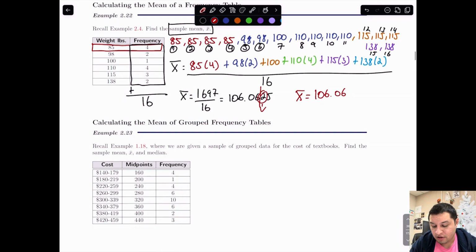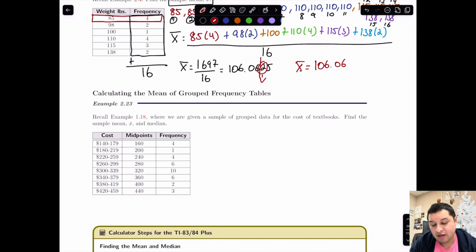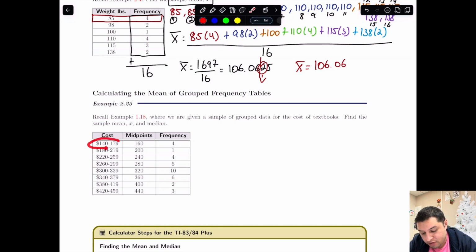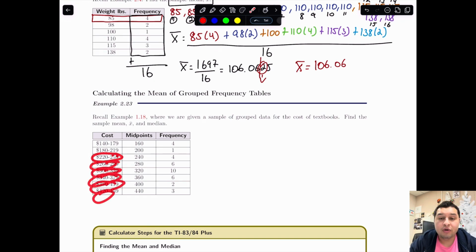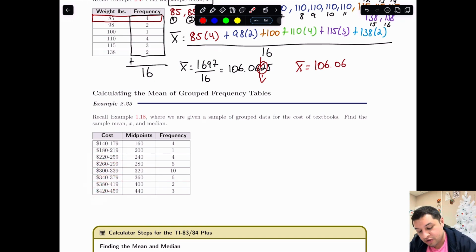All right, let's talk about calculating the mean of a grouped frequency table using our calculator this time. You'll notice here that we have this thing called groups. If you remember this example back in chapter 1, we have these groups that go from 140 to 179, 180 to 219, 220, and we just keep going. Sometimes we use the lower limits. In this case, we actually want to use the midpoints because the midpoints are exactly half.